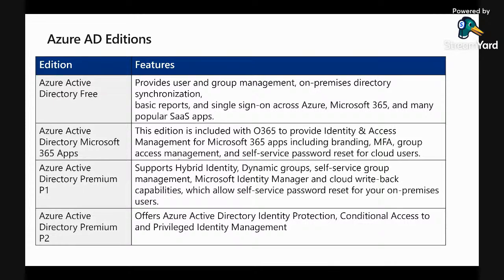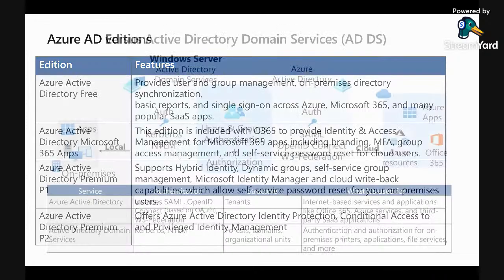So when you sign up for Azure Active Directory, by default you get the free edition, and you can always upgrade to get the premium. When you sign up for Microsoft 365 services, you get the Azure Active Directory Microsoft 365 apps, and you could as well upgrade any of that to get Premium P1 or probably Premium P2 capability.